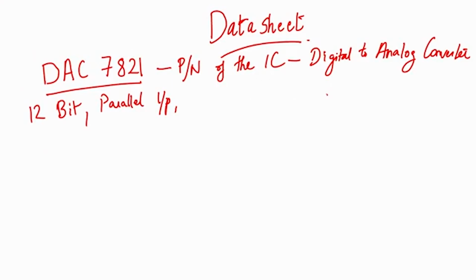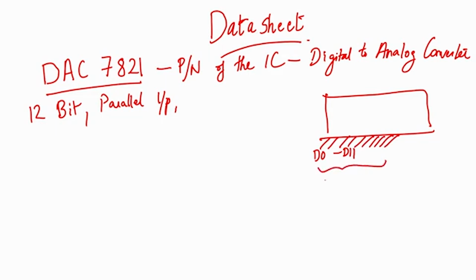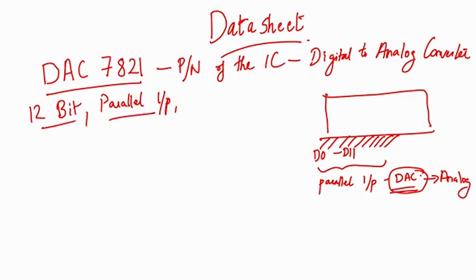What does parallel input mean? Suppose this is the IC and it is 12-bit, so there will be D0 to D11, with dedicated pins for these. So, this will be parallelly inputted to the digital to analog converter, and at the same time, in one shot, it will be converted to the analog value. That is 12-bit parallel input.